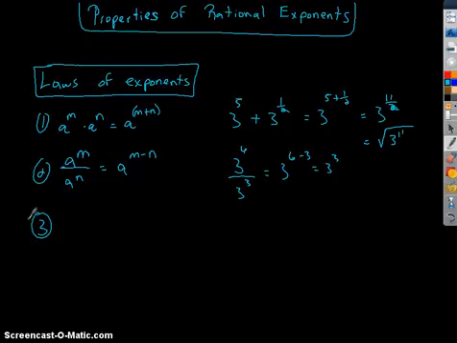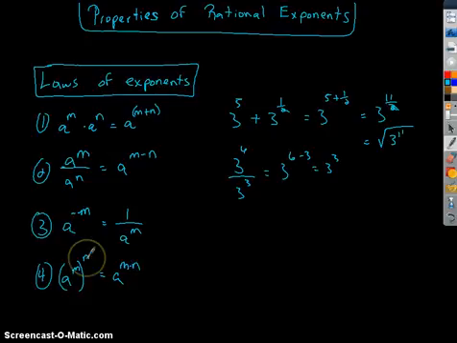The third property deals with, suppose I gave you a to the negative m. That's the same thing as having 1 divided by a to the positive m. So if you have a negative exponent, it means move it across the division bar. Another property is a to the m, raised to the n. This property is a power to a power, and if you have a power to a power, you multiply the exponents. So it's going to equal a to the product of m and n.